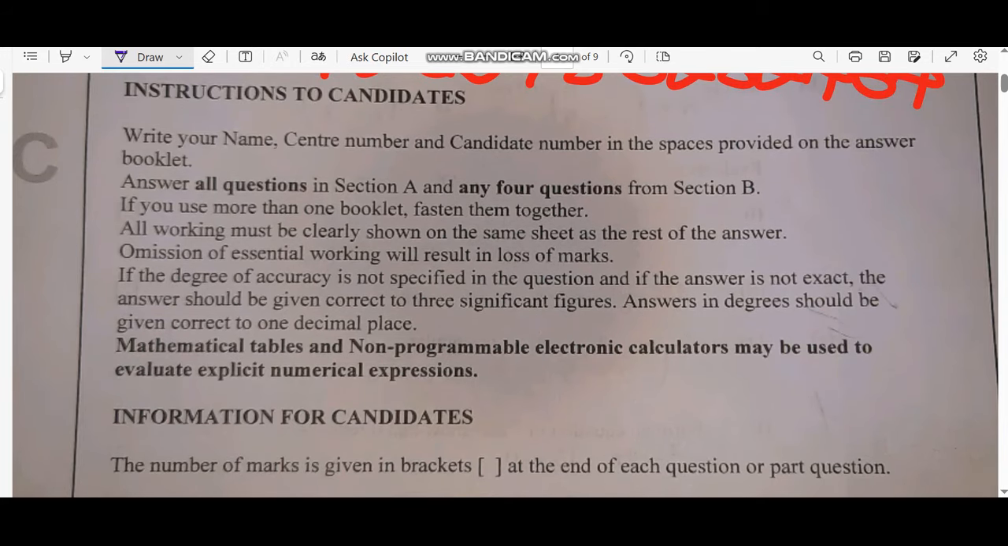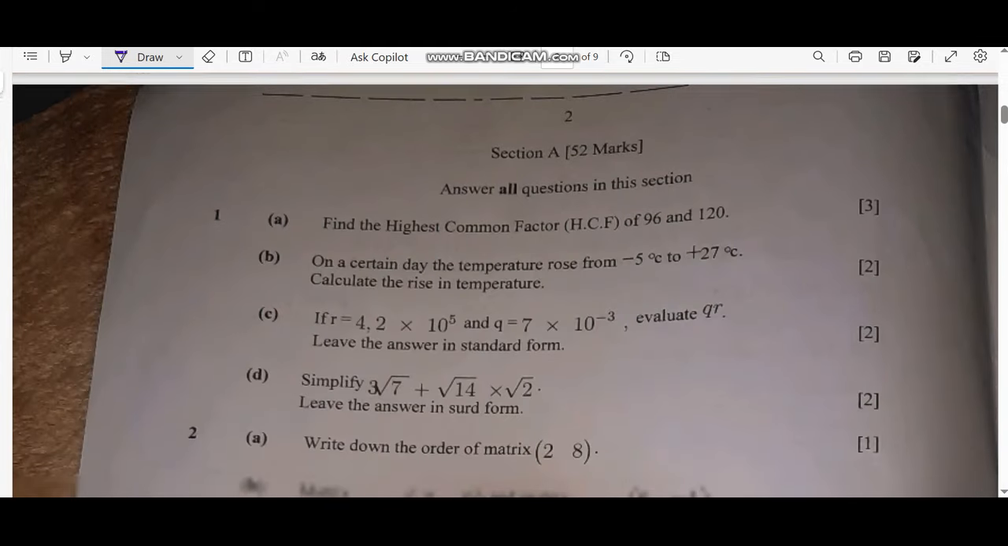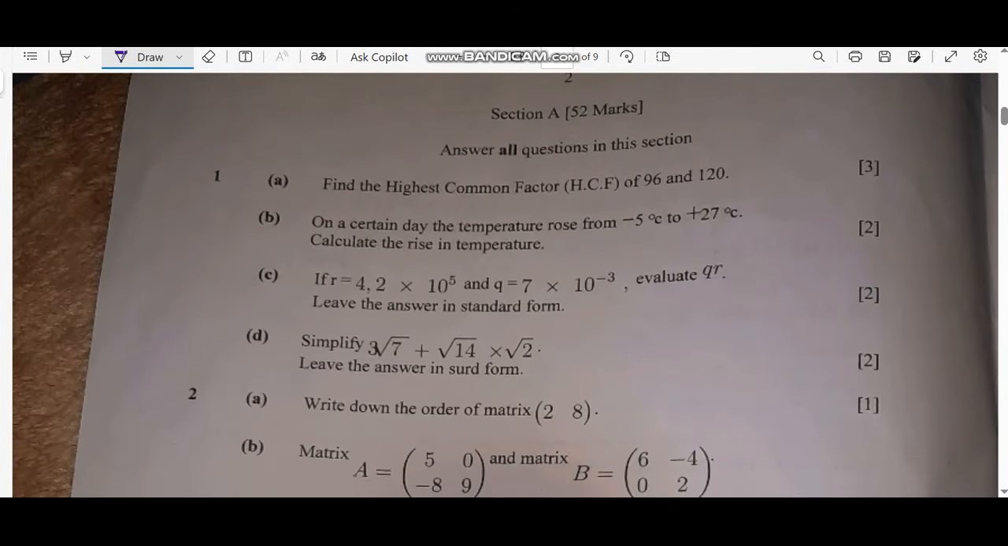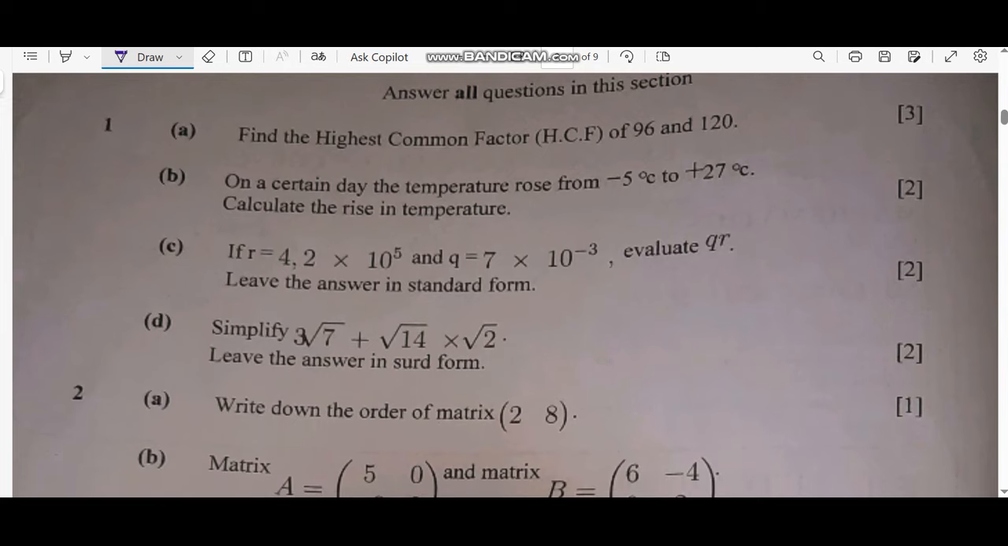So in this paper, they are saying answer all the questions in section B and any 4 questions from section B. But as for today, we are going to try to work on section A. And after that, we are going to also work on section B. All right. Section A consists of 52 marks. Answer all the questions in this section. And you're going to start with number 1.